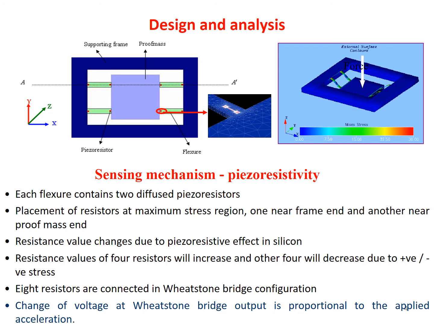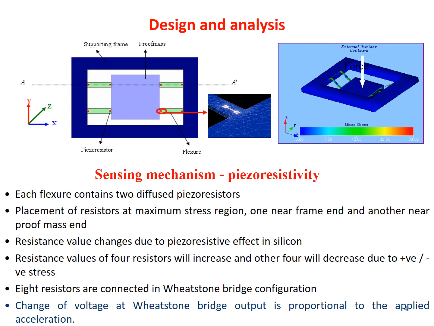So in that configuration, the 4 resistors which show an increase in resistance will be placed diagonally in each arm, and in the other diagonal arms we will put the other 4 resistors which show a decrease in resistance. Fine. When the force or acceleration is applied, the resistance change will happen, and that resistance change will be converted by the Wheatstone bridge into a voltage output, and finally that bridge output voltage will be calibrated in terms of the input acceleration, right?